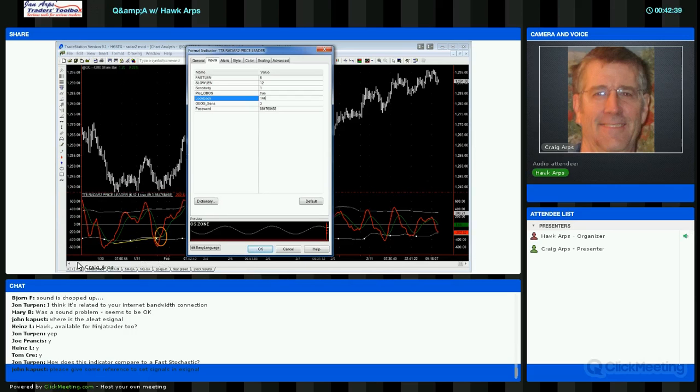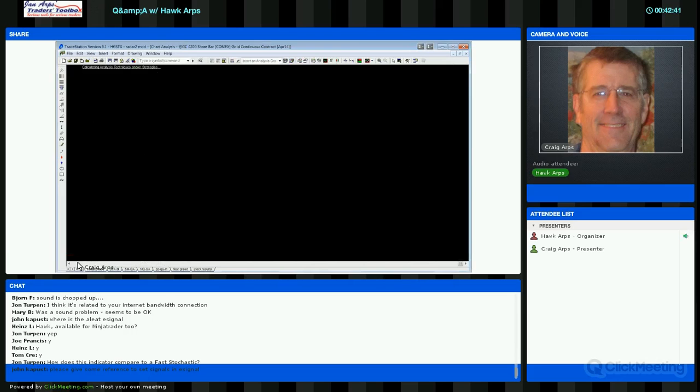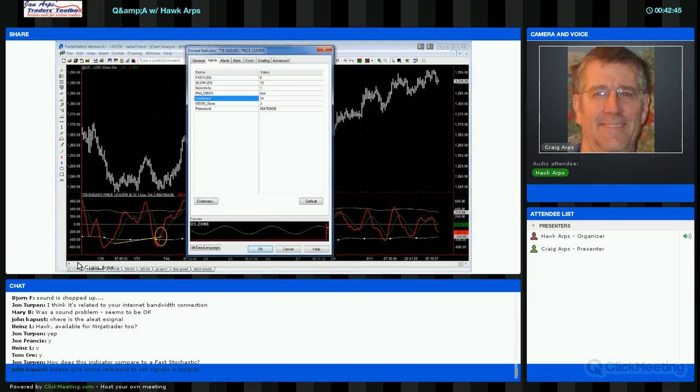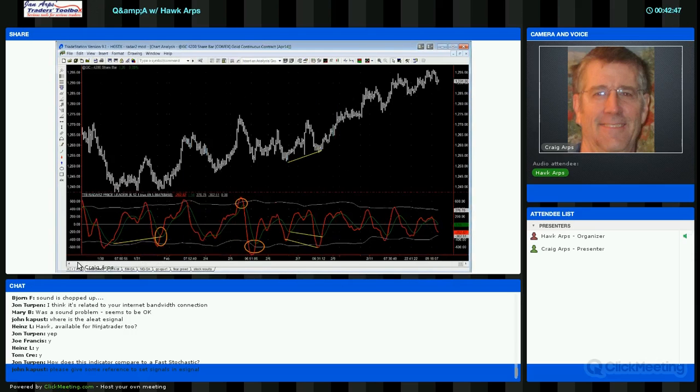Now, John asks, how does this compare to a fast stochastic? Well, it's usually faster than the fast stochastic. One of the other main advantages it has over the stochastic is, as you can see, it doesn't stay in the overbought and oversold as often as the stochastic does. For instance, a stochastic oscillator would be overbought throughout most of this move here, whereas here you can see the swings a lot better using the Radar2 Price Leader.